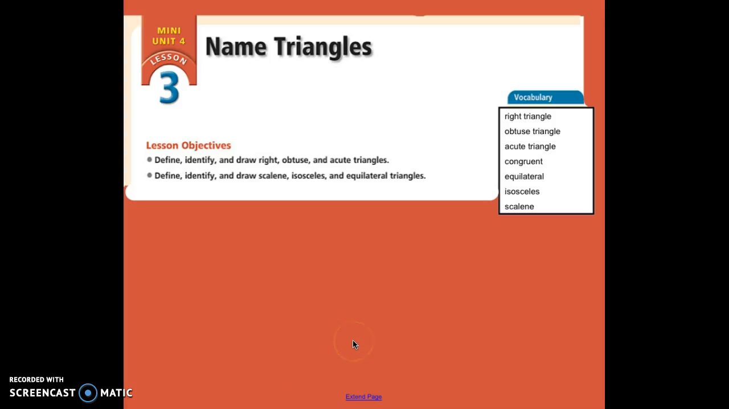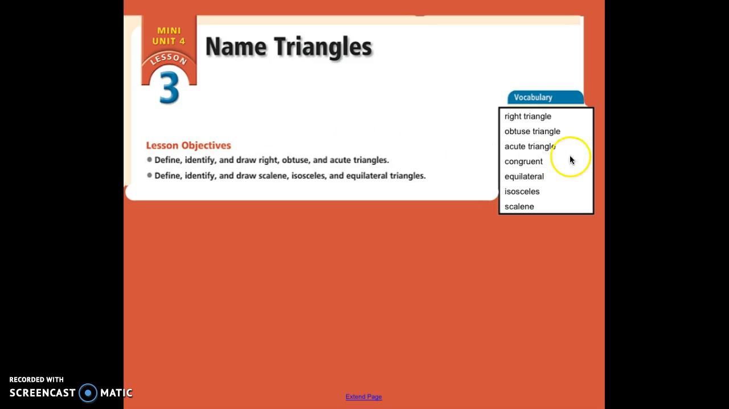This is Mrs. Naslund. Today we'll be looking at Unit 4, Lesson 3, Naming Triangles. Our learning target is I can define, identify, and draw right, obtuse, and acute triangles. My second learning target is I can define, identify, and draw scalene, isosceles, and equilateral triangles.